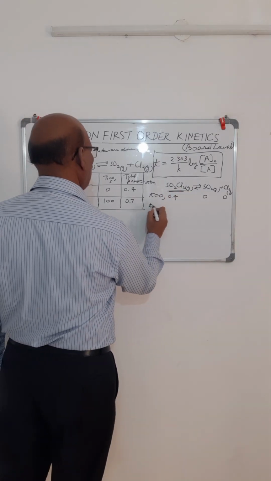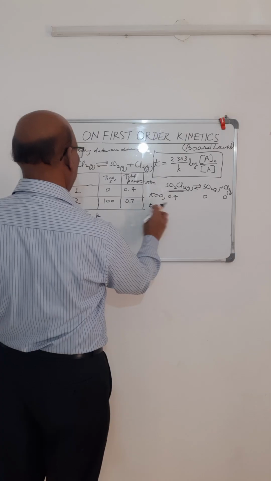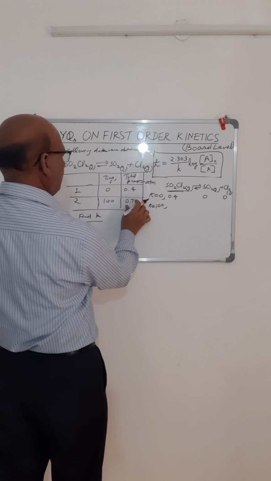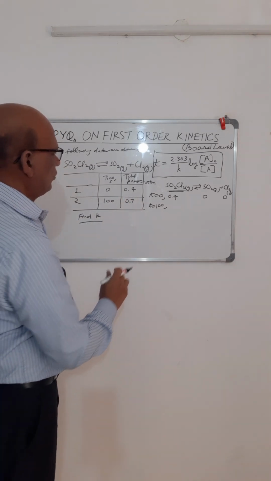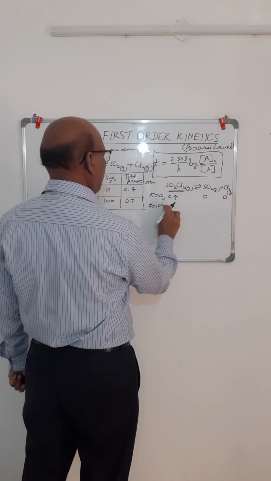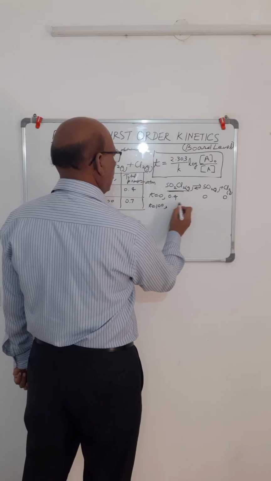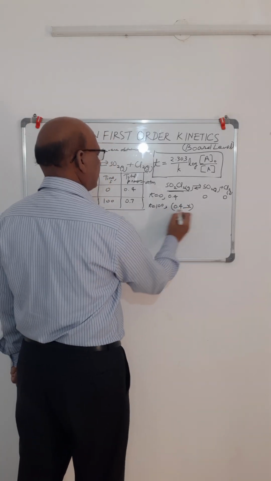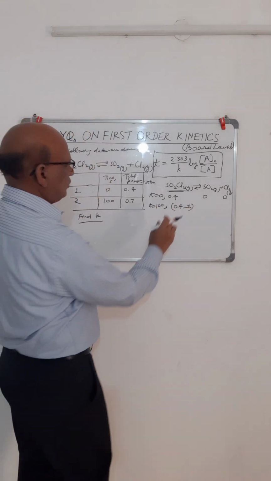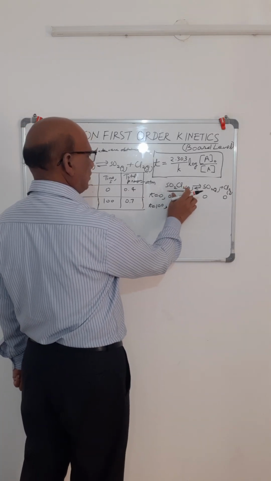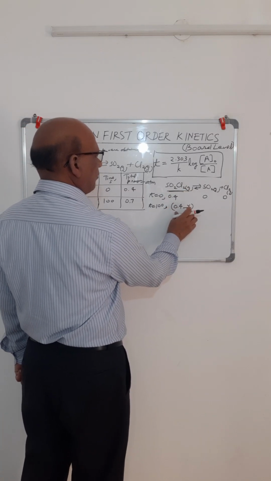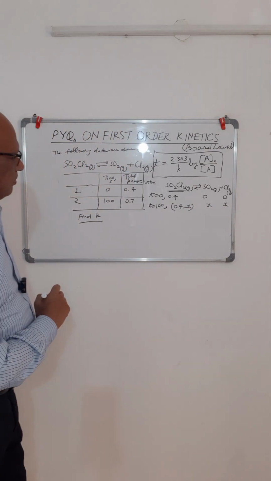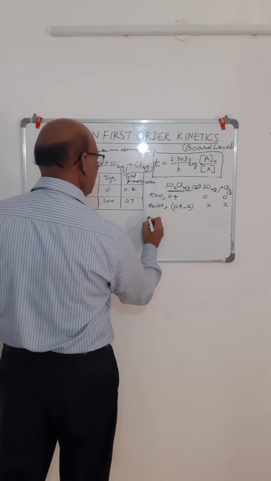Now when t is equal to 100 seconds, our total pressure is 0.7 atmosphere. So how will we do this? Suppose in time t equal to 100, this gets decomposed and the remaining pressure is 0.4 minus x. After t equal to 100 seconds, suppose x moles of SO2Cl2 get dissociated. So remaining will be 0.4 minus x, and x of SO2 will be formed and x of Cl2 will be formed. So what will be the total pressure at t equal to 100?